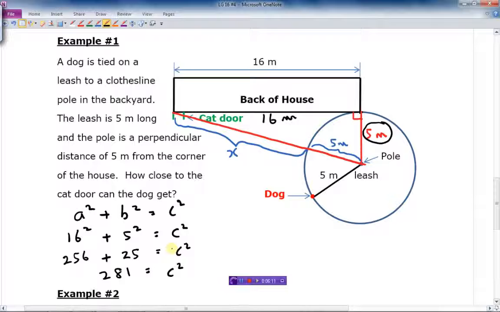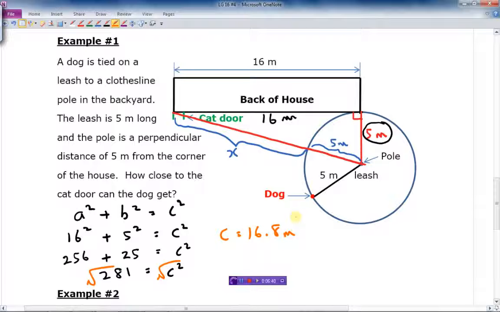So how do I find c? I need to take the square root of c squared to get c, and I square root this side as well. And I get c equals the square root of 281, which is 16.8 meters. That's how long that hypotenuse is.